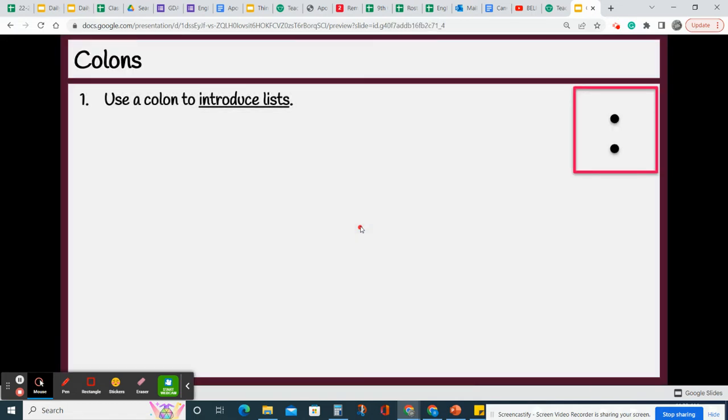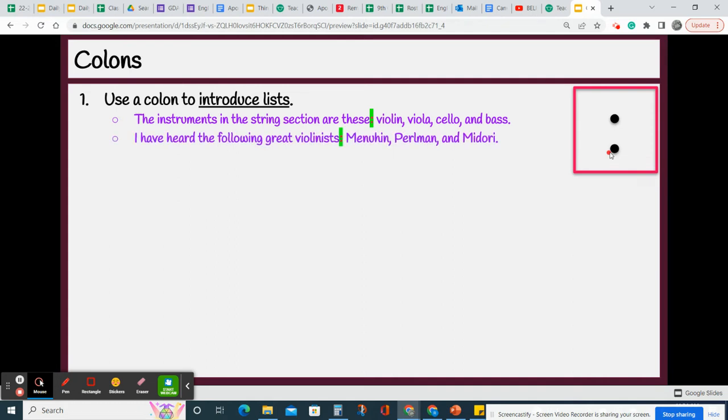Colons are these things here that you see in the pink box. We use these for a few different reasons. Reason number 1, we use them to introduce lists. For example, the instruments in the string section are these, and then the colon right there, highlighted in green, indicates that we're going to begin a list. I have heard the following great violinists. Again, we have the colon right there, and then our list begins.